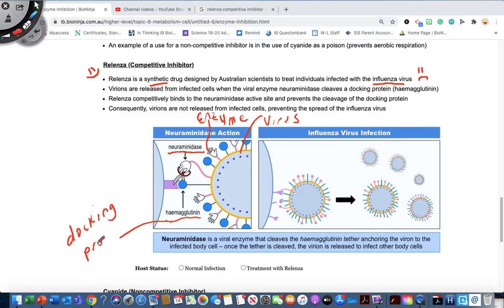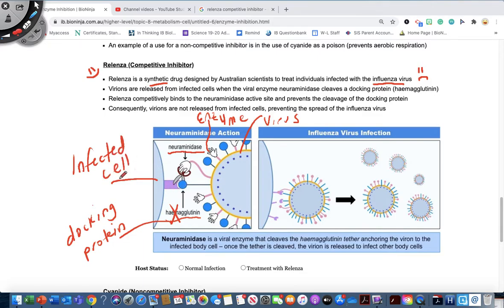You don't have to go into the whole biochemistry of how this works. But what neuraminidase, the enzyme, does under normal conditions is that it cleaves, or cuts, the hemagglutinin, or this docking protein. So when this docking protein is cleaved, that allows this virus right here to dock with an infected cell. So this could be an infected cell in your body.